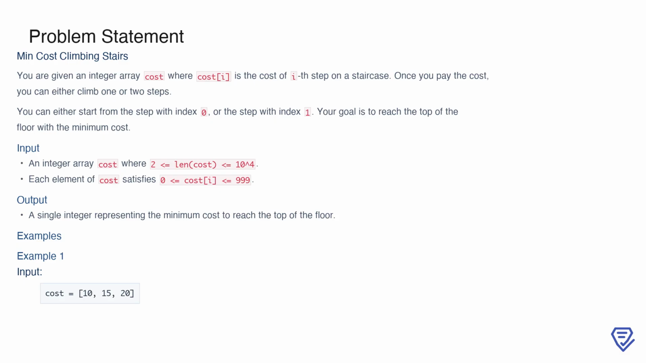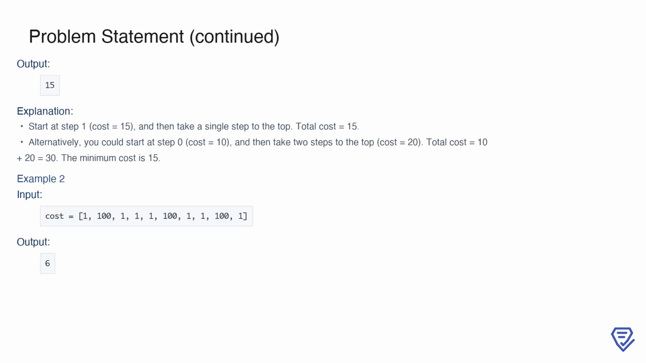For instance, the input will be an integer array cost where the length of the array is between 2 and 10,000. And each value in the array is a non-negative integer between 0 and 999. The output will be a single integer representing the minimum cost to reach the top floor. Let's look at an example to understand this better.